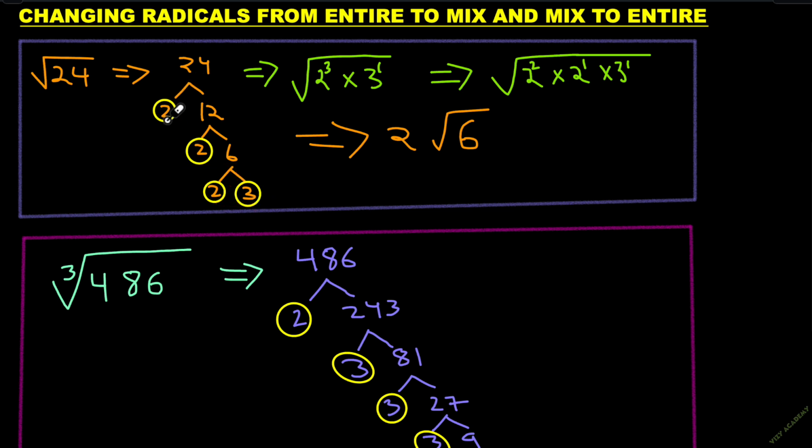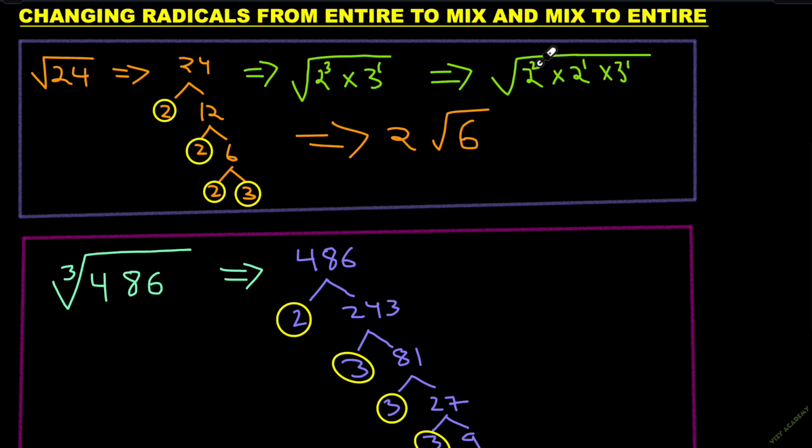So 24 can be written down as 2 times 2 times 2 times 3, or square root of 24 is now 2 cube times 3 to the power of 1, because here we have three 2's, so 2 cube and only one 3, so 3 to the power of 1. Now because we are finding square root, we have to divide the powers by 2. So we have to divide these powers in the multiple of 2. So 2 cube can be written down as 2 square times 2 to the power of 1 and 3 to the power of 1 will stay as it is.